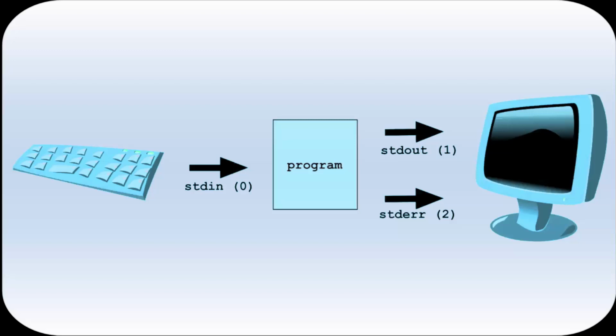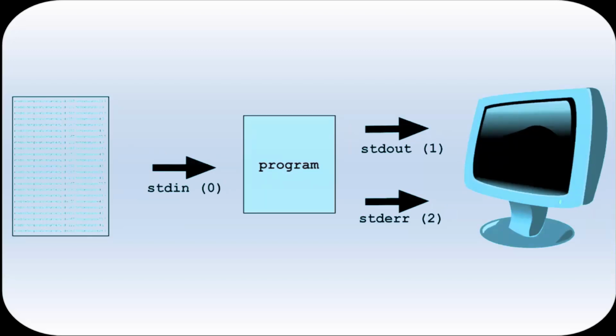And your output can go in different places than your monitor. Here we have standard out going to your monitor. Standard out can go to a file if you want to write to a file. It could go to another program. It could go to memory. It could go to a lot of different places.